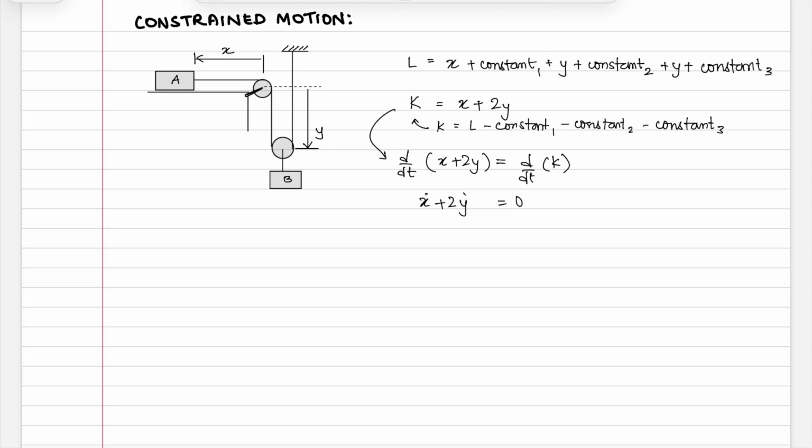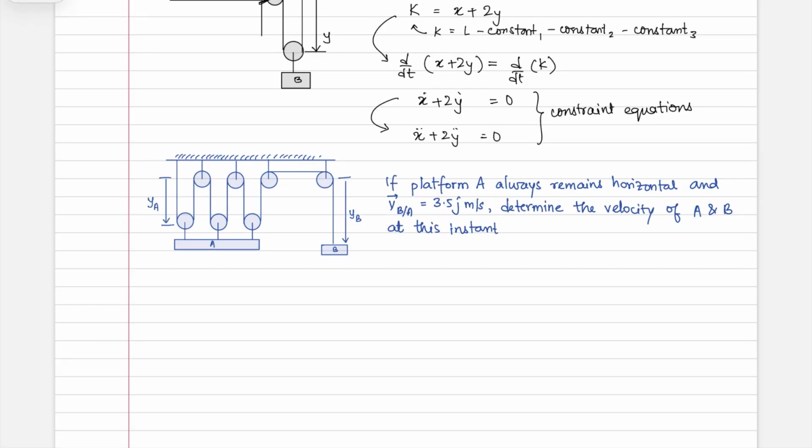Okay. If I were to differentiate that again, then I would have x double dot plus 2y double dot is equal to 0. These are constraint equations which relate how the physical connections between these objects relate to the actual position, the velocity and acceleration between the objects that are constrained. So I've gone ahead and written down and drawn the next question.